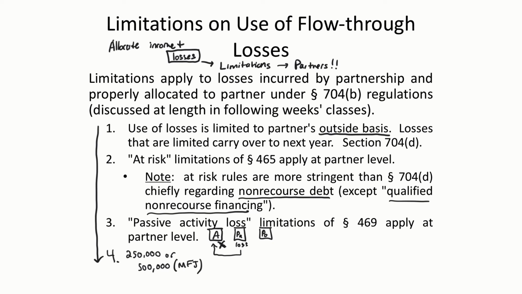Now, for any of these rules, if your loss is limited, it carries over to the next year, and that loss limitation continues until you eventually increase your basis or income enough to take it. So it does carry forward. You don't lose it. It carries over. It's just more of a timing issue.